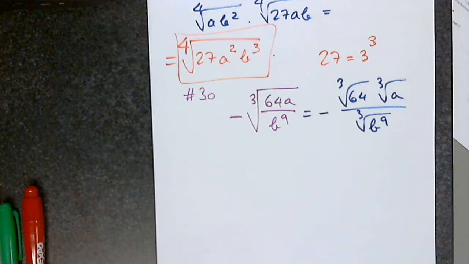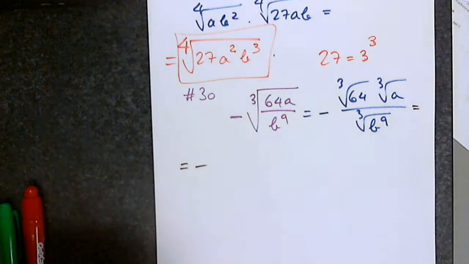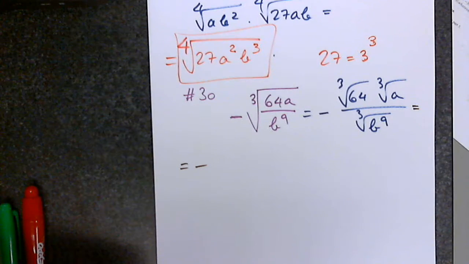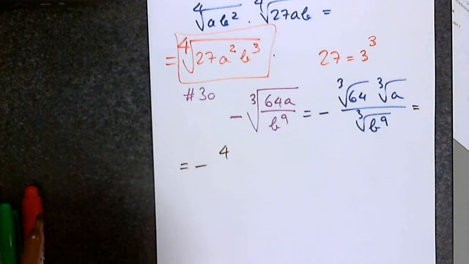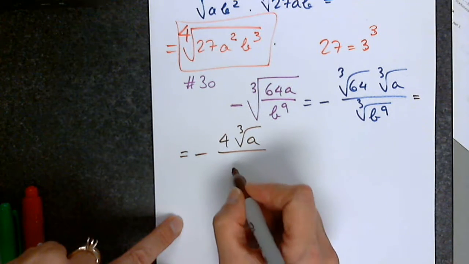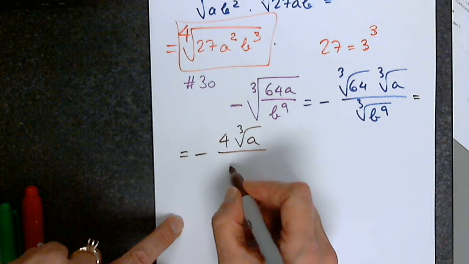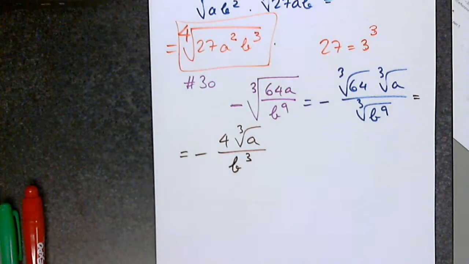Okay, so then what follows here? I already determined with the graphing calculator, and I know now that the cube root of 64 is, yes, indeed, 4. Can I do anything to the cube root of a? No, of course not. And what about the cube root of b to the 9th? b to the 3rd, indeed. Very good. Excellent.